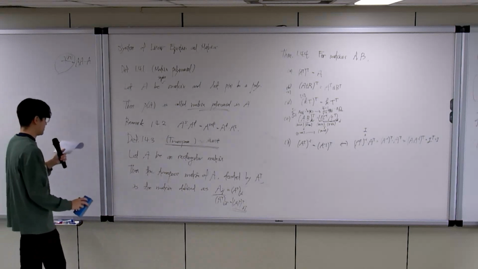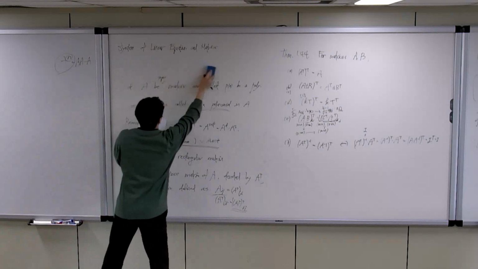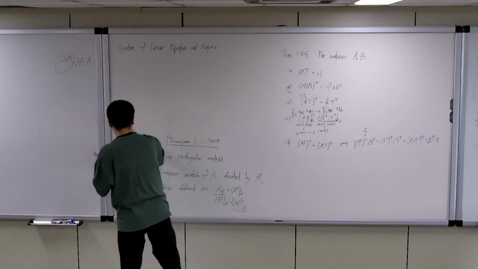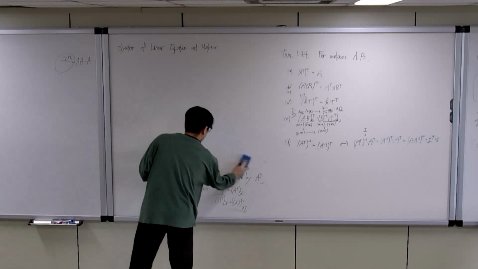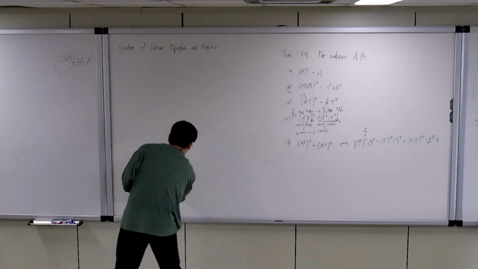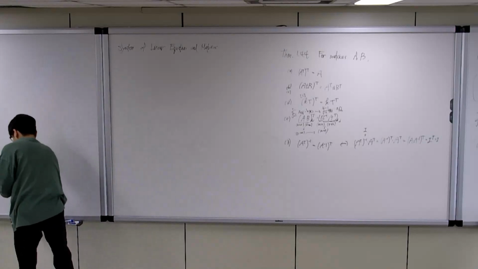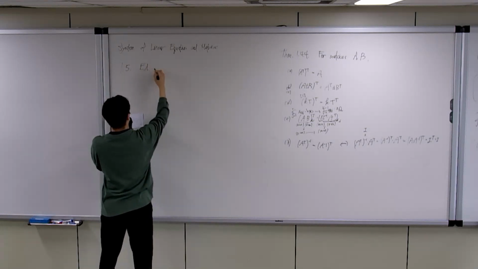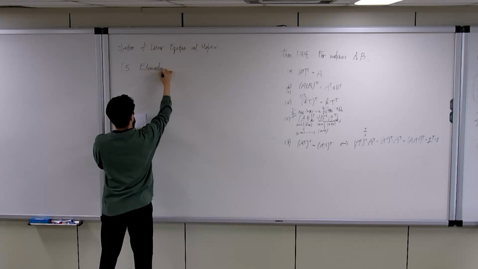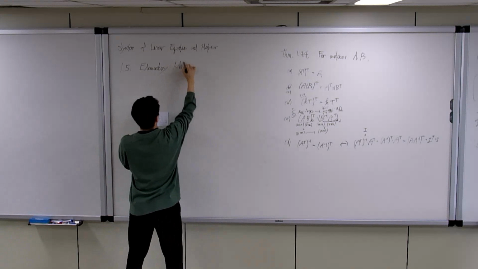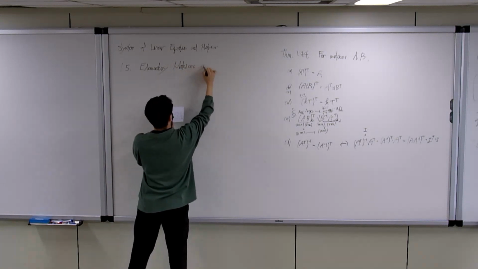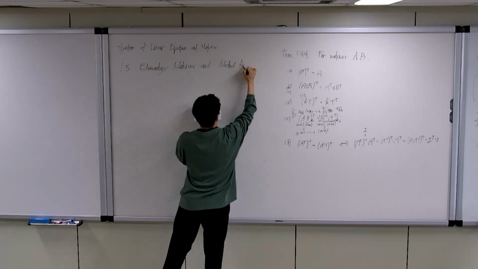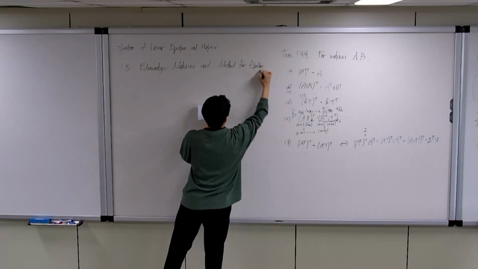Next, I will enter section 5 in chapter 1: Elementary matrices and a method for finding the inverse of A.